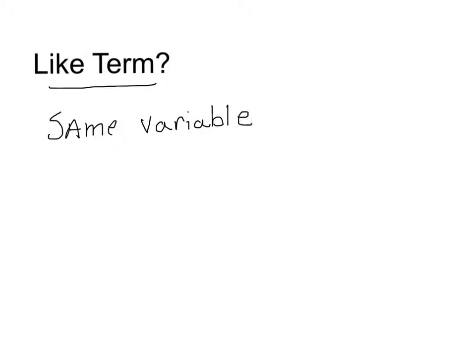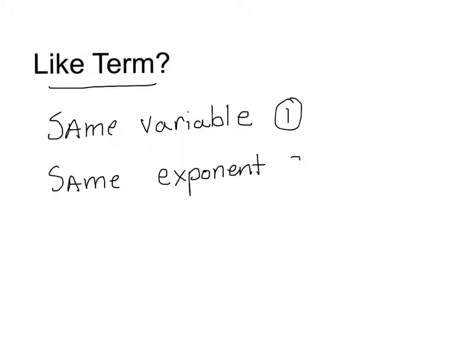Okay, that's the first requirement. They have to have the same variable. And the second requirement is they have to have the same exponent. So, if you have a term that has the same variable as another term and has the same exponent as another term, then it is a like term.